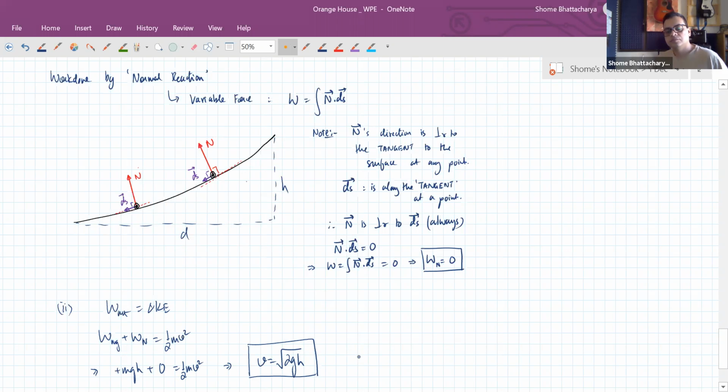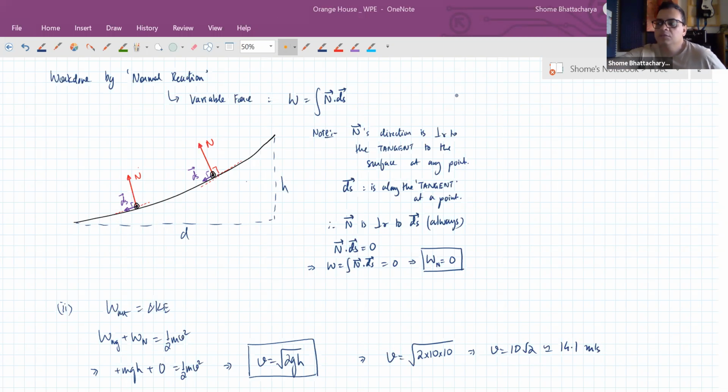Okay, so in this case, v is 10 root 2 or approximately 14.1 meters per second. Yes, that's correct. And Varun.